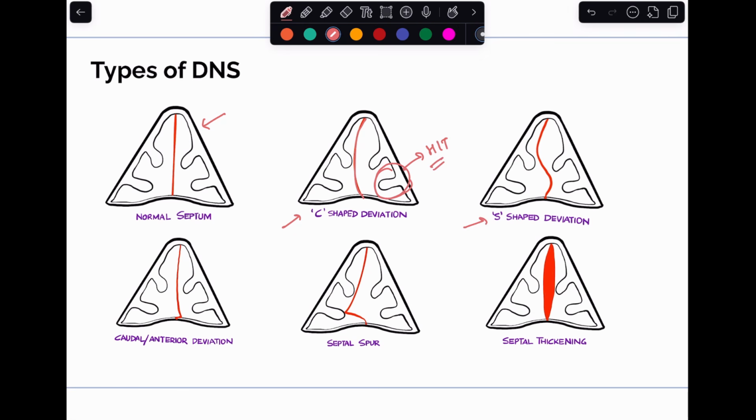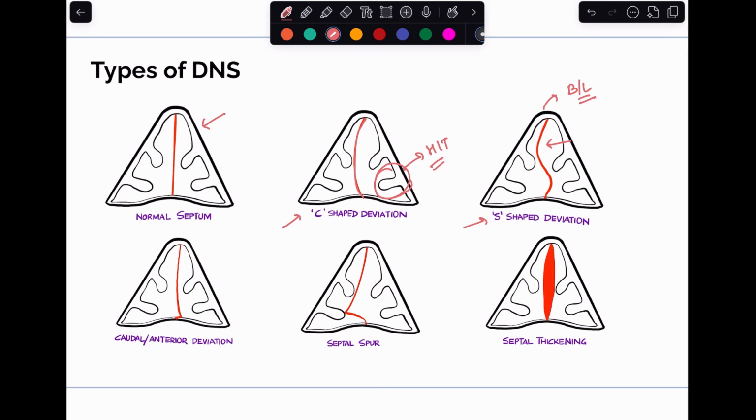Next, we have an S-shaped deviation. Now, in S-shaped deviation, usually the septum gets this particular S-like shape. So you end up with a patient who is complaining of bilateral nasal obstruction because both the nasal cavities get narrowed over here. So this is typically what an S-shaped deviation will look like.